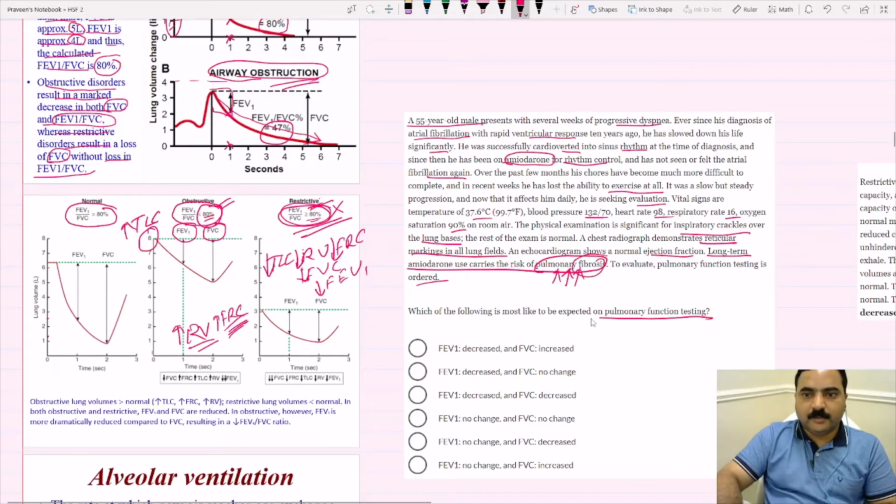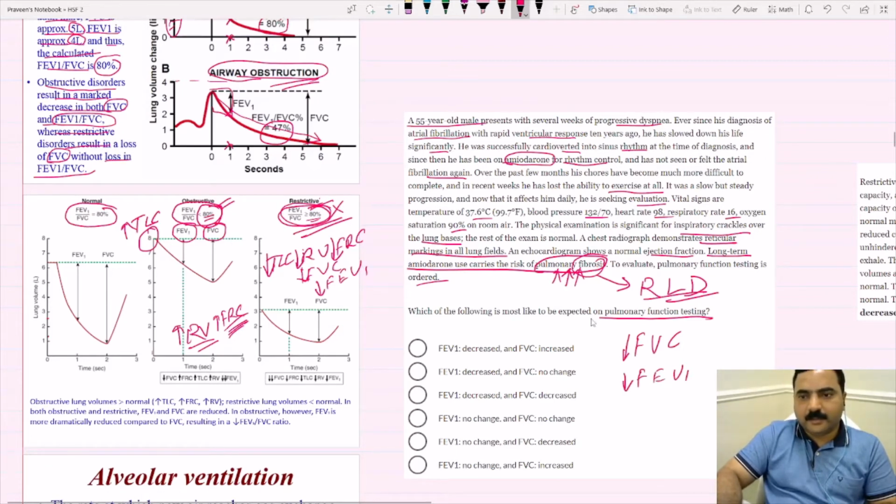So fibrosis is what kind of a condition? It is a restrictive lung disorder. So in restrictive lung disorder, let's see the options. What happens to FEV1 and FVC? They have to be decreased. In both obstructive lung disorders and restrictive lung disorder, FVC will be decreased and FEV1 will be decreased.